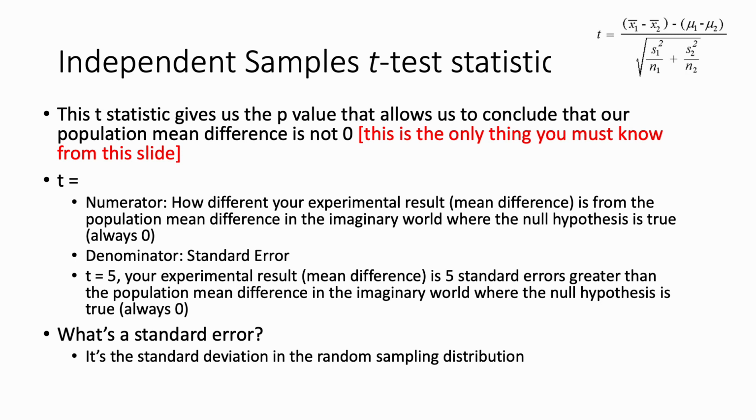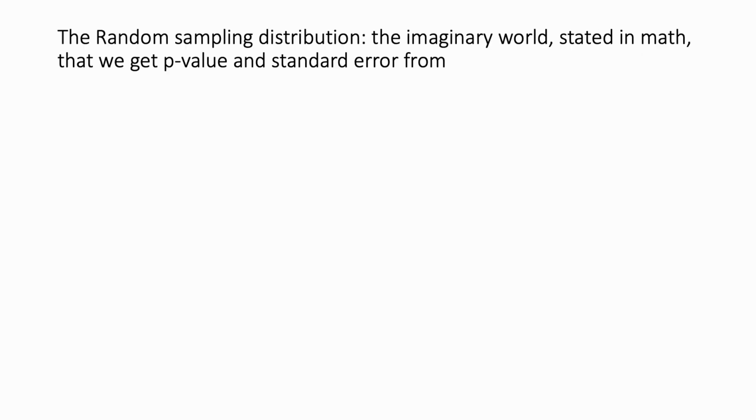All right. What's a standard error? It's a standard deviation in the random sampling distribution. What's the random sampling distribution? Let me show you. Remember, folks, if you're not interested in the PhD side of this, you can skip forward this slide and the next slide. The random sampling distribution is the imaginary world where the null is true stated in math, and then graphed from the math. And we get p-value and standard error from this graph.